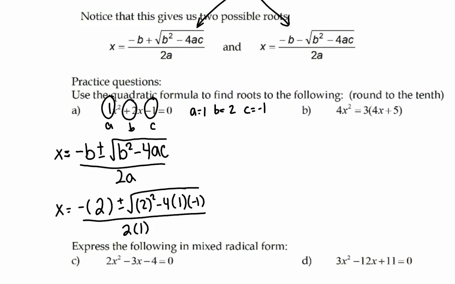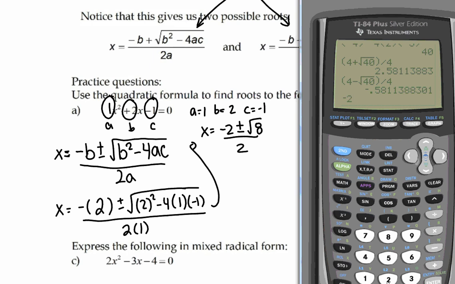So what I'd recommend, if we just want to punch this in our calculator, is simplifying what's inside the square root. We can do this one in our head. 2 squared is 4. Negative 4 times 1 times negative 1 is actually plus 4. So 4 plus 4? 8. Could you use your calculator? Sure. You don't have to though. So we have negative 2 plus or minus root 8 all over 2. So type that in your calculator, answer to the nearest 10th. So you have the positive version and the negative version.